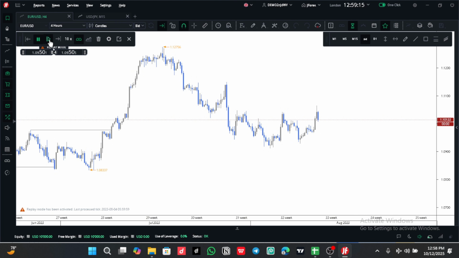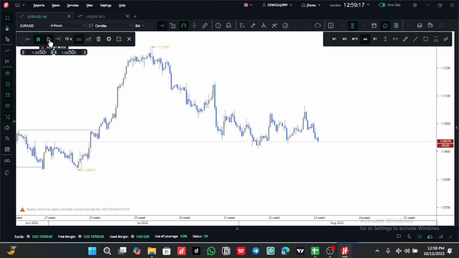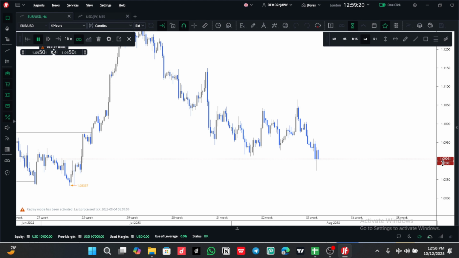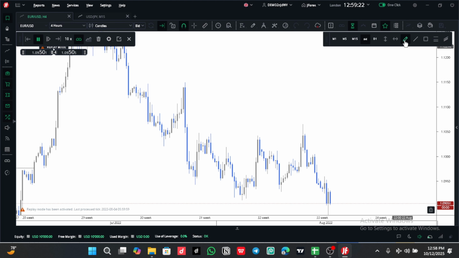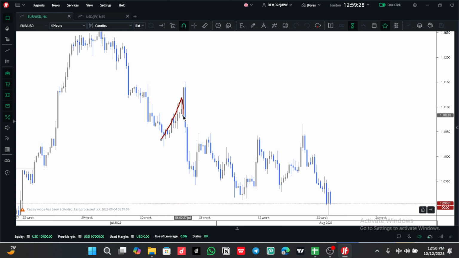You know, anything can happen. Anything can happen. Okay, so you can see this move, pull back down, went up, pull back down, break with a body candle.